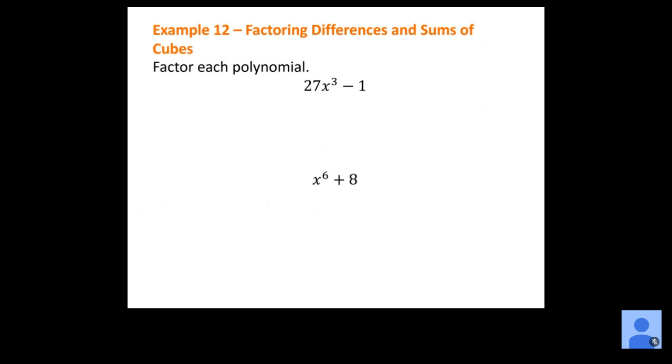All right, now factoring differences and sums of cubes. So this is where we're going to use those formulas that we saw a couple slides ago. So we have 27x cubed minus 1. In this case, we have the form a cubed minus b cubed. And so according to our formula, that should give us a minus b times a squared plus ab plus b squared.